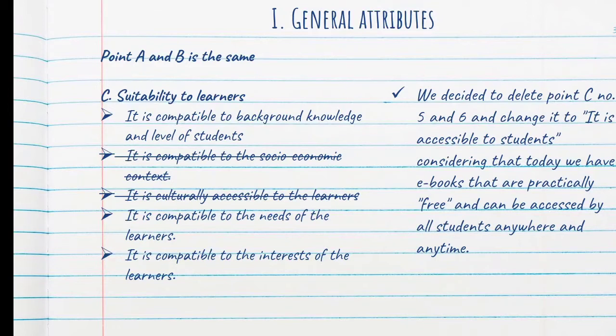We from group 6 decide to delete point C numbers 5 and 6 and change it to "it is accessible to students." We do this considering that today we have ebooks that are practically free and can be accessed by all students anywhere and anytime, because books are not just printed anymore. That's why we decide to delete point C numbers 5 and 6.